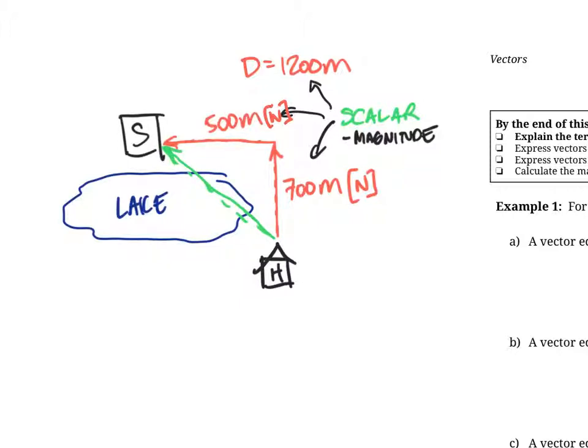So these are no longer scalars because they have more than just a magnitude now. So I'm going to cross that out. These are now what we call vectors. Vectors have a magnitude as well, so 700 meters or 500 meters. They have a magnitude. But they also have a direction, right? Okay, so if it has a magnitude and a direction, then it's a vector.